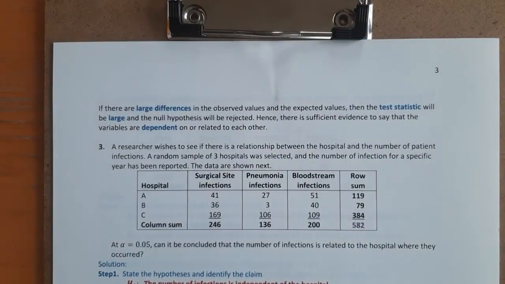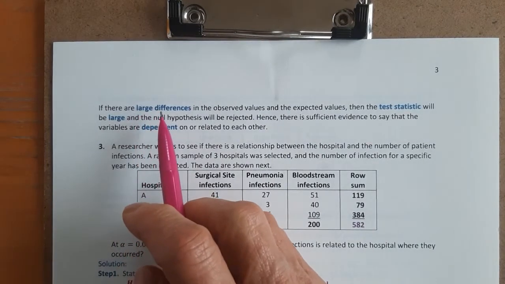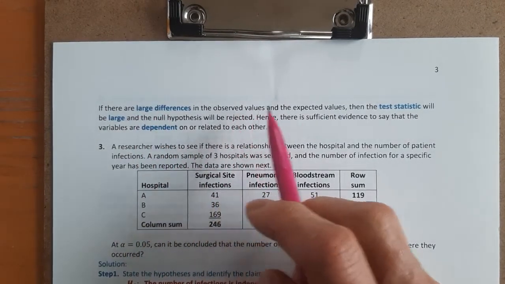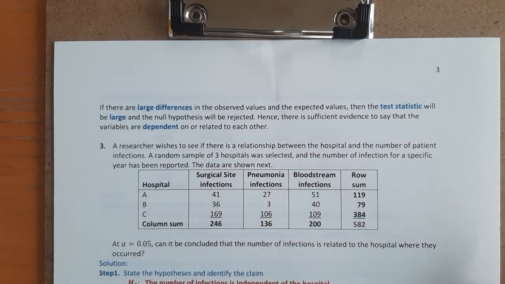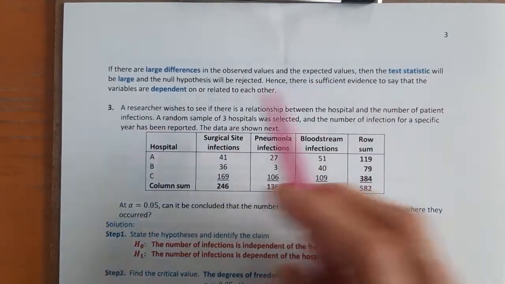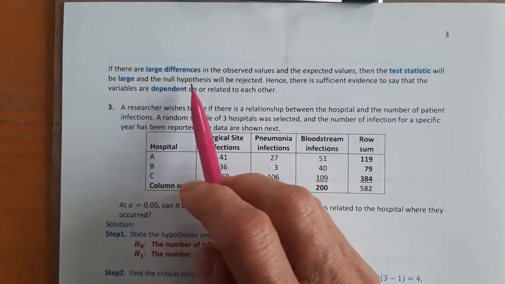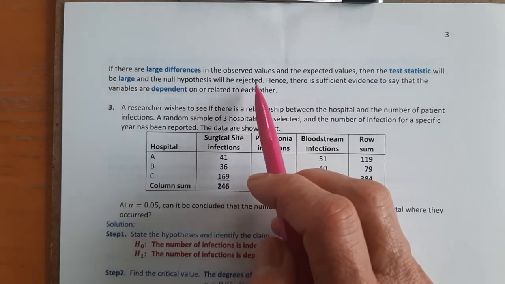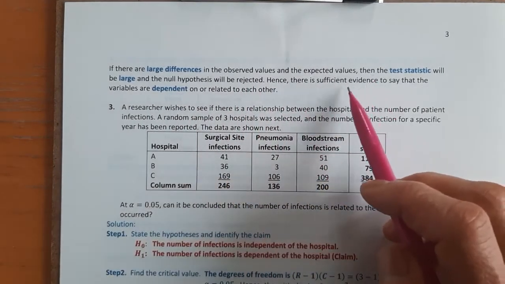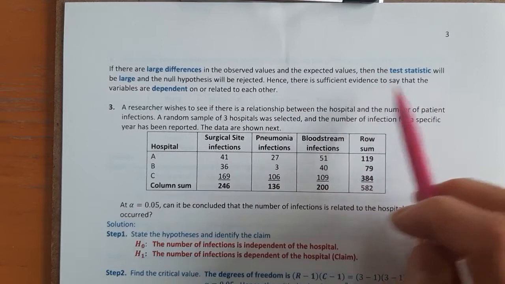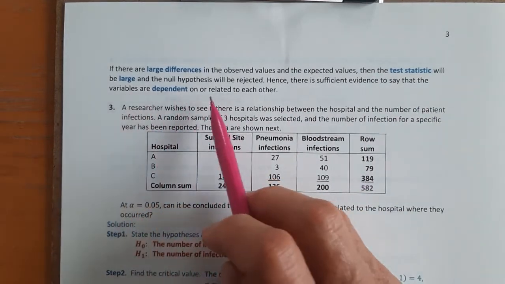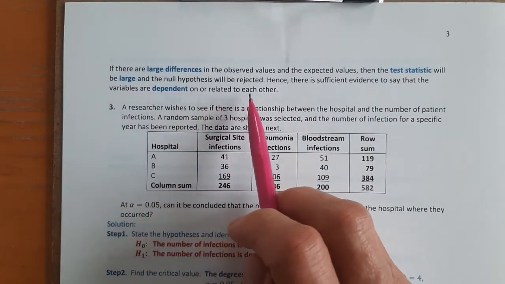Next one. If there is a large difference between the observed values and the expected values, then the test statistic will be large and the null hypothesis will be rejected. Hence, there is sufficient evidence to say that the variables are dependent on or related to each other.